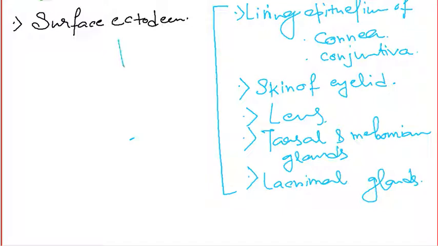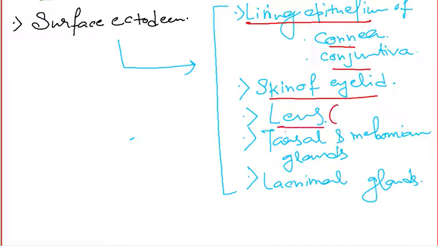Now we have completed the surface ectoderm. These structures are derived from surface ectoderm: lining epithelium of the cornea, conjunctiva, skin of the eyelid, lens, this is the most important, tarsal and meibomian glands, and lacrimal glands. Now let's go to the second layer. We have completed the surface ectoderm. Now we'll discuss the neuroectoderm.